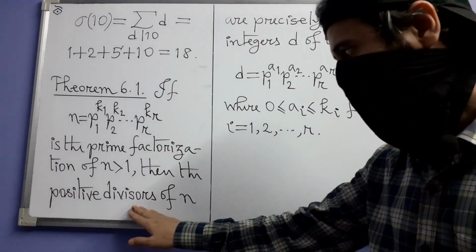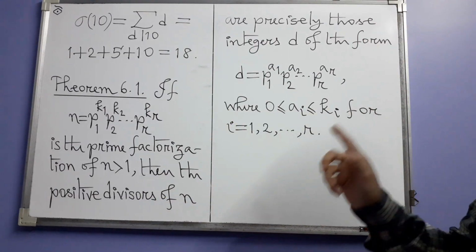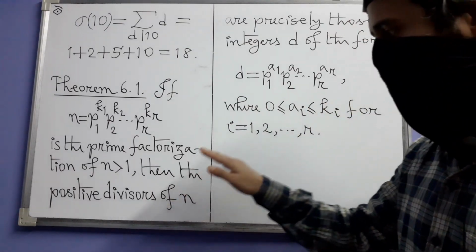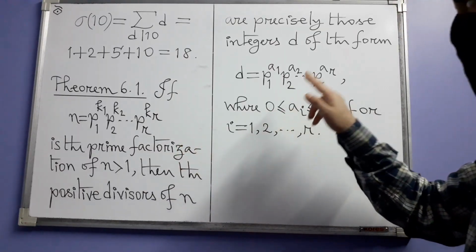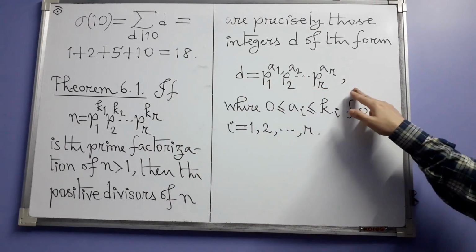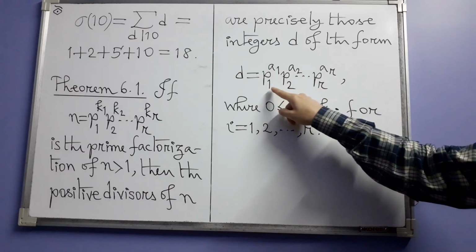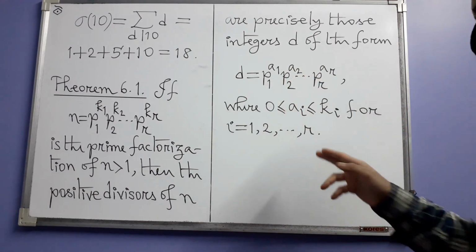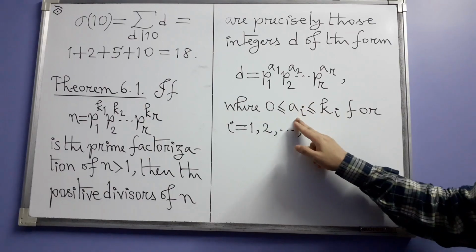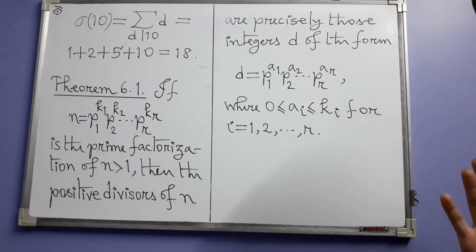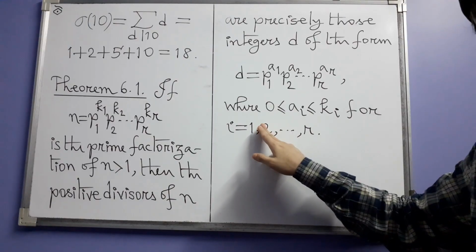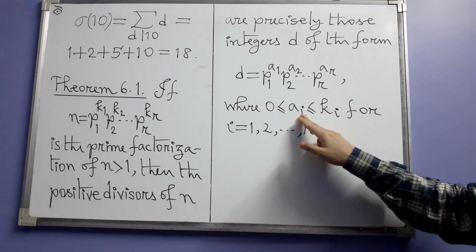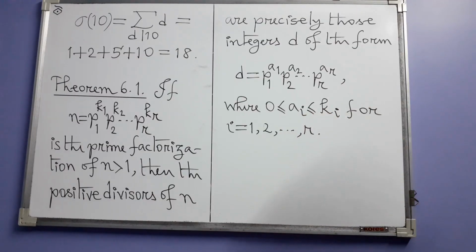Then any positive divisor of n will be of this form, and conversely also. Actually the statement is this: the positive divisors of n are precisely the positive integers of this form, where again those same p_i's occur with some exponents this time, and each of these exponents a_i is a non-negative integer. a_i is allowed to be 0, unlike k_i, but at the same time each a_i is at most k_i. It cannot exceed k_i.